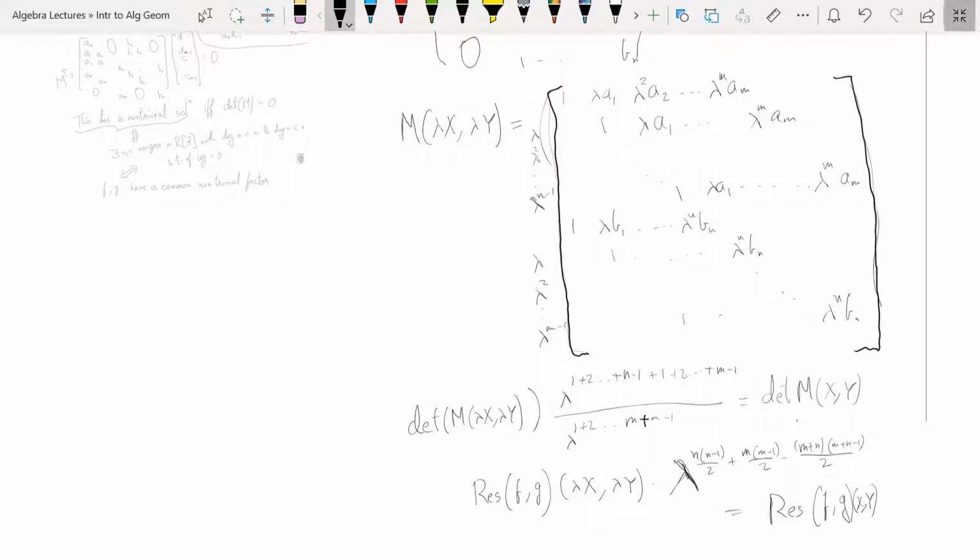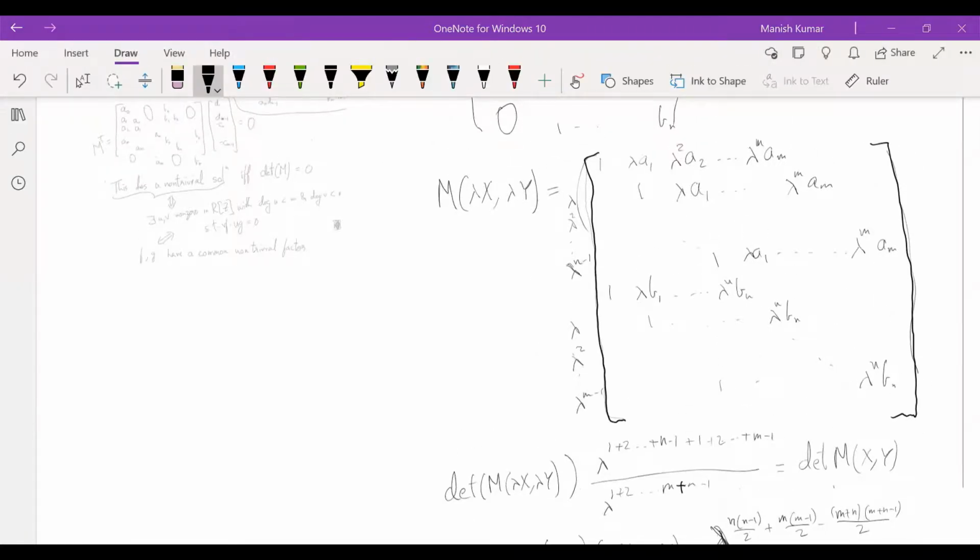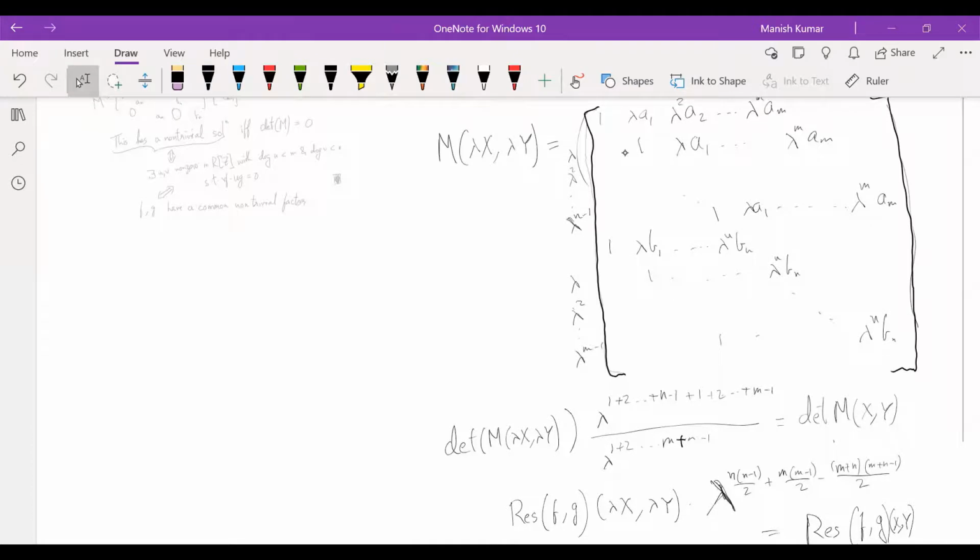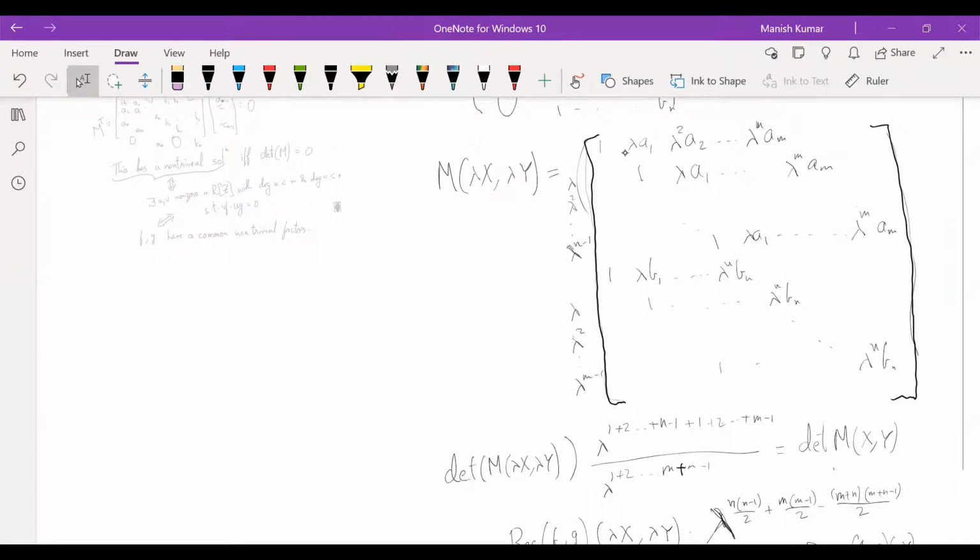Is this clear, everyone? This is just matrix manipulation. We multiply these by lambdas, so that changes the determinant by multiplying by what I have written in the numerator, and then we factor out all the lambdas from each column, and that in effect divides by lambda to the power of this. So if we do this operation, we get the determinant Mxy.